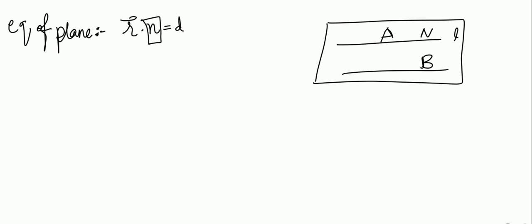So the first step is to find the normal to this plane, and how we're gonna do it is by forming two lines, AN and AB, and making a vector equation for both AN and AB. And then we're going to do the cross product of these two equations to find out the normal.